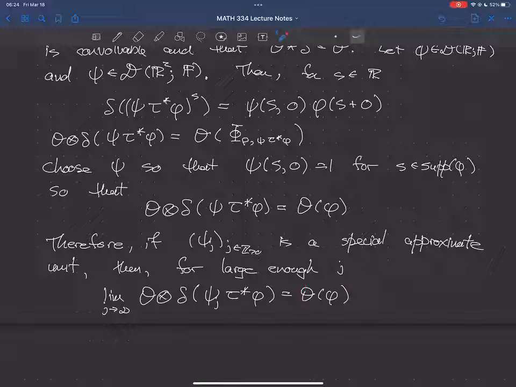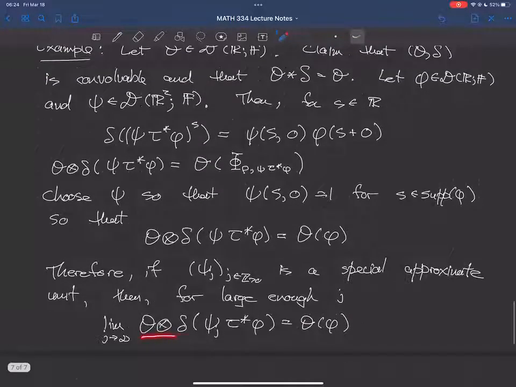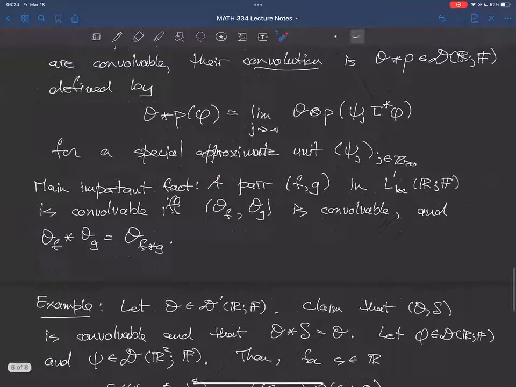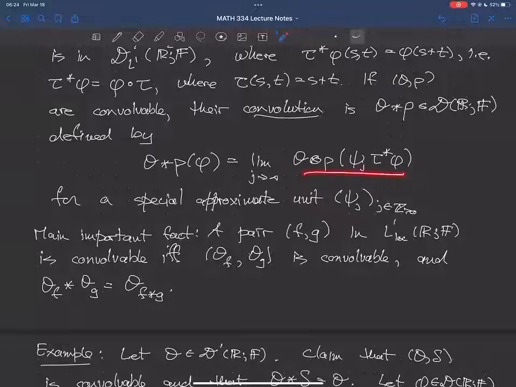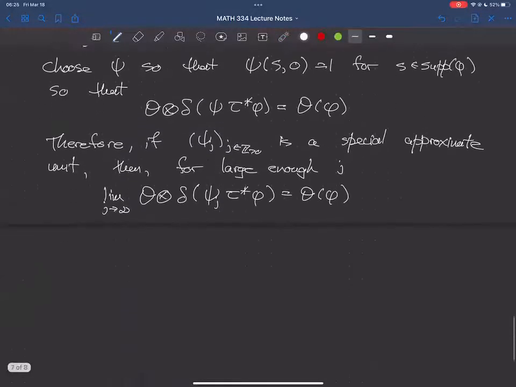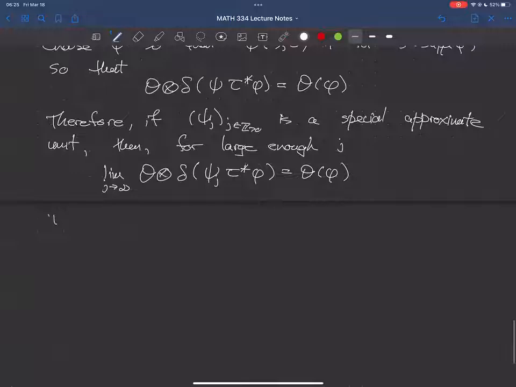Okay, and so this, after all, is just a definition of the convolution of theta with delta, right? That's our definition of convolution. All right, so thus theta convolution delta is equal to theta.